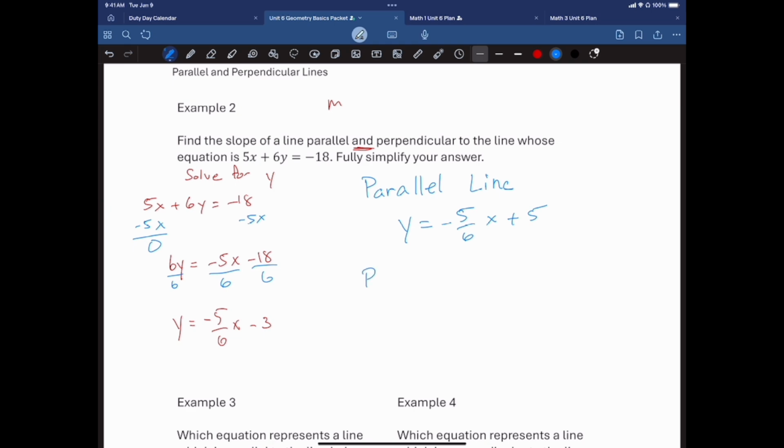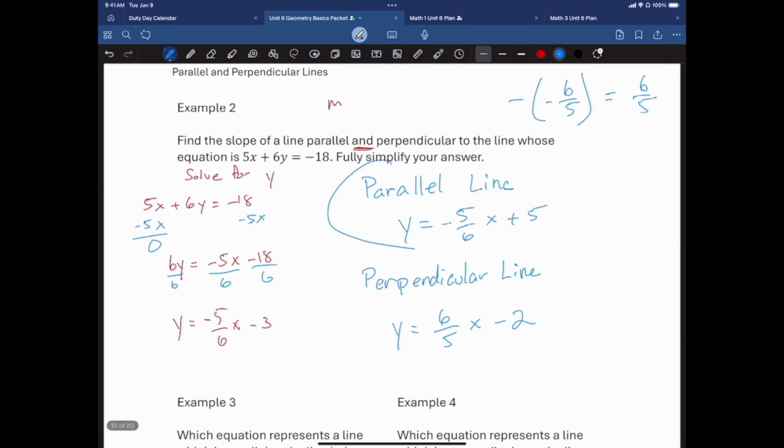If I want to do perpendicular, it doesn't matter what my y-intercept is, I just want to take my slope, flip it, and make it negative, right? So it'd be 6 over 5. All we did was we flipped it, and we want to make that negative. Well, negative times a negative is a positive, so I'm just changing it, right? Or you can just say, hey, I'm getting rid of the negative. We have 6 over 5x. Let's do -2, okay? So there are 2 examples of lines that are parallel and perpendicular.